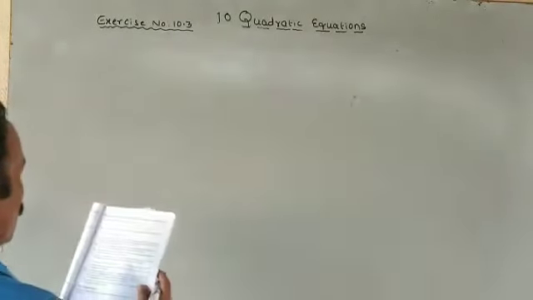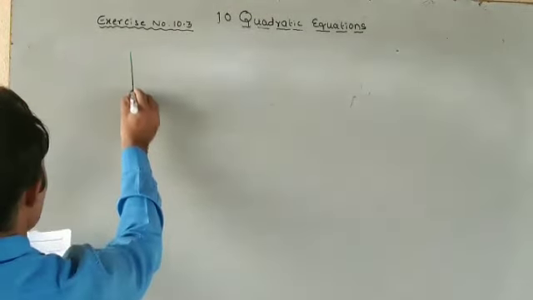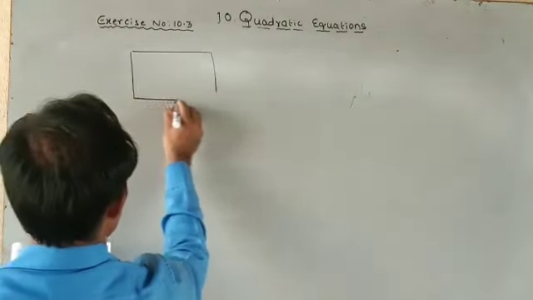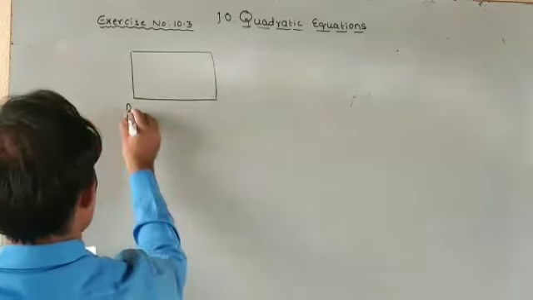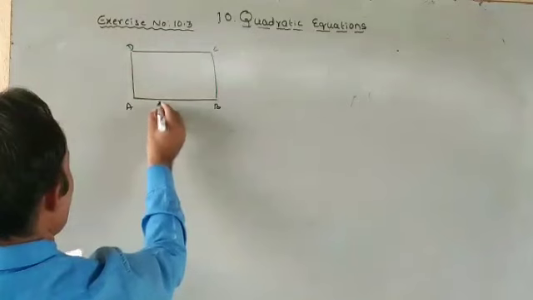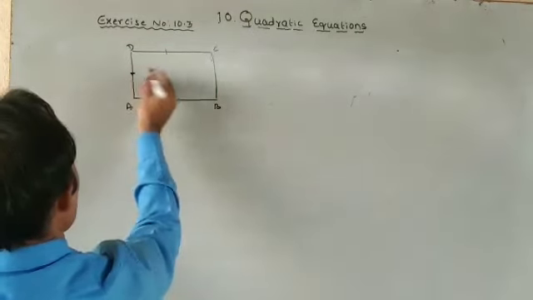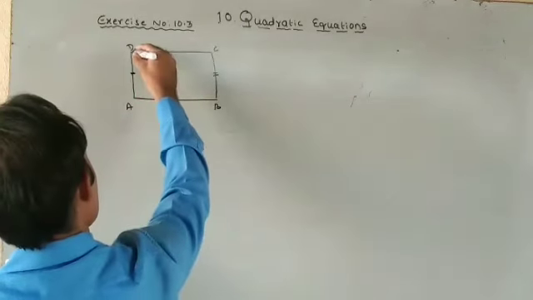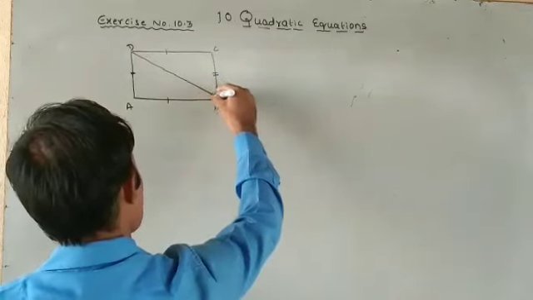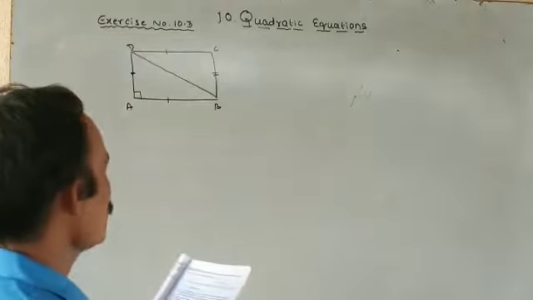First we draw the rectangular field. A very important property of a rectangle: opposite sides are equal and all angles are equal to 90 degrees. So here AB is equal to CD, AD is equal to BC. Then you draw one diagonal. The diagonal is nothing but the hypotenuse, because it is the side opposite to the right angle.